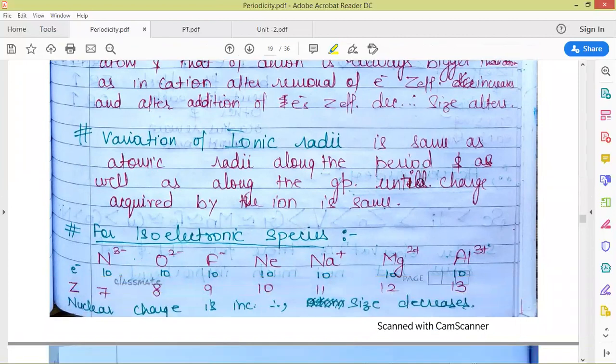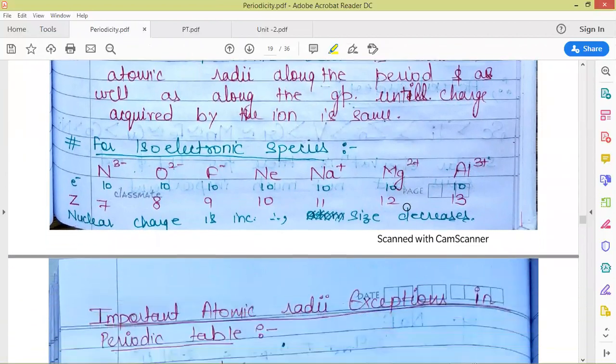Now we'll study the variation of ionic radii. The variation of ionic radii is the same as that of atomic radii along the period as well as along the group, as long as we are comparing similarly charged cations and anions. So the variation is going to be the same as that of the atomic radii.